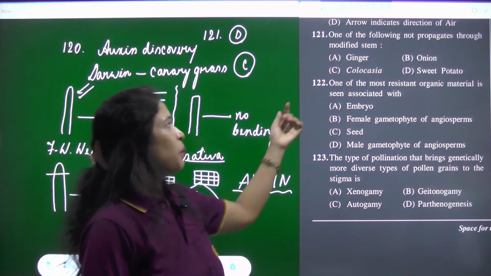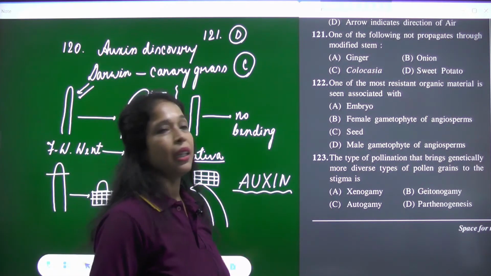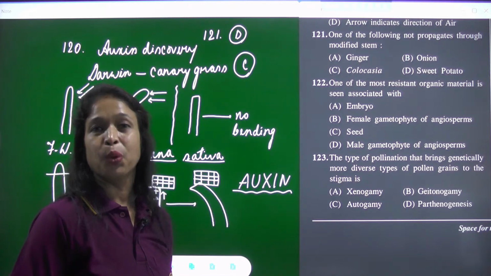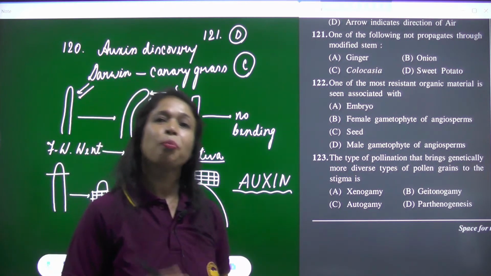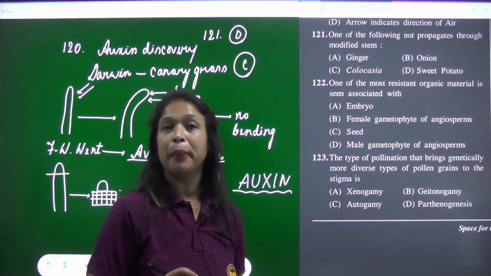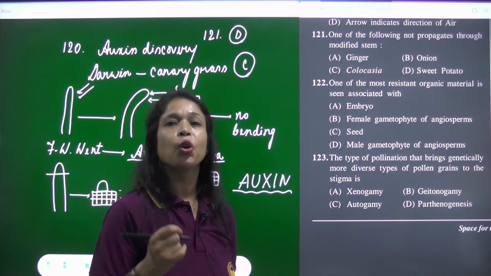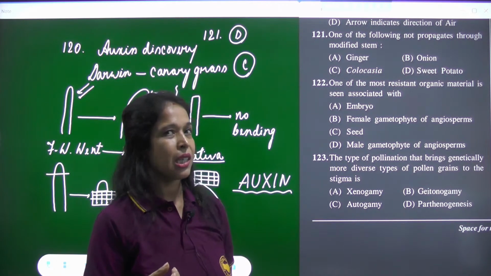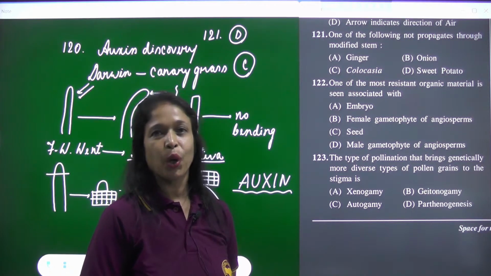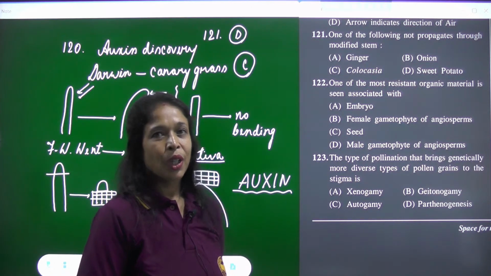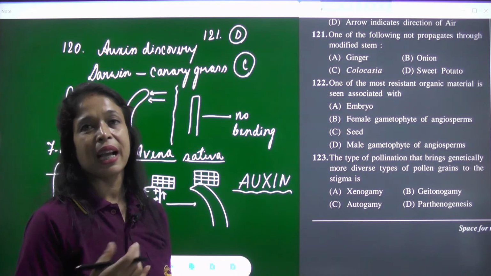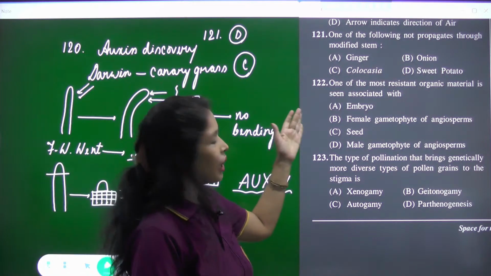Next, which is the most resistant organic material? It is sporopollenin. Sporopollenin is present in the exine of the pollen, which forms the male gametophyte. It is the most resistant biological material; no enzyme can degrade or destroy sporopollenin. So sporopollenin is associated with the male part of the plant, the exine of the pollen. So what are the statements given in the question?